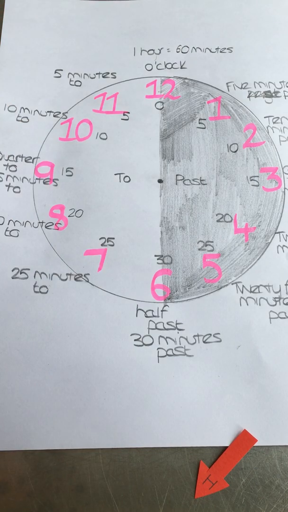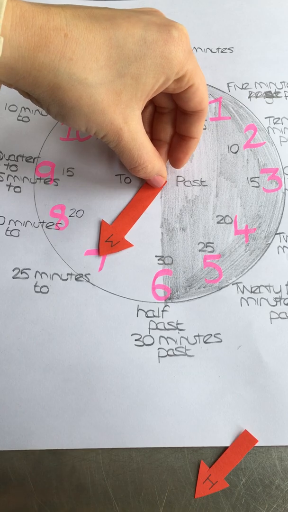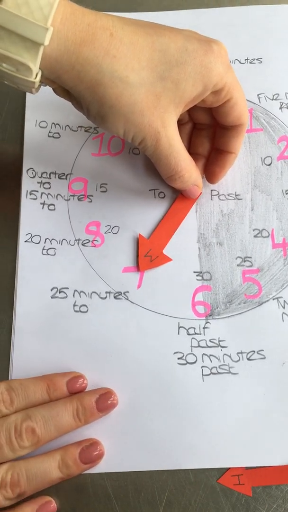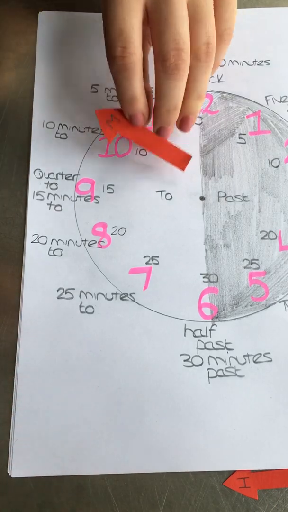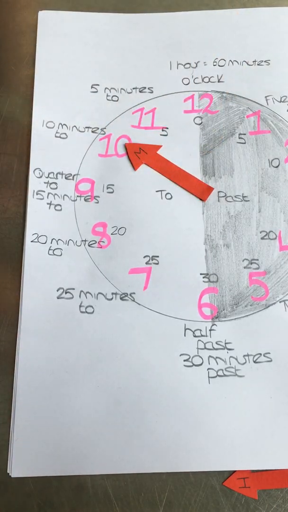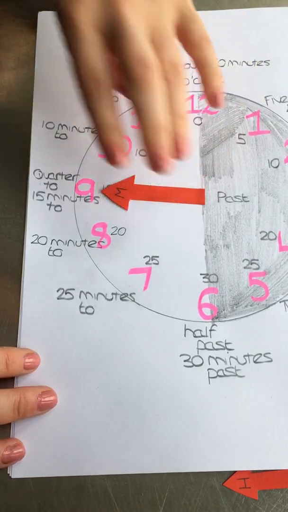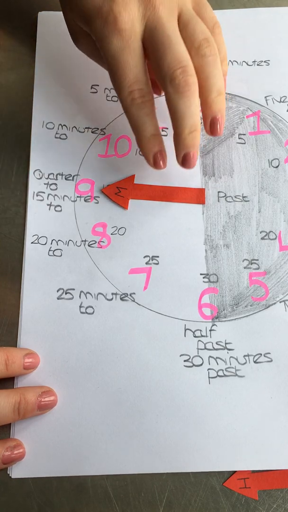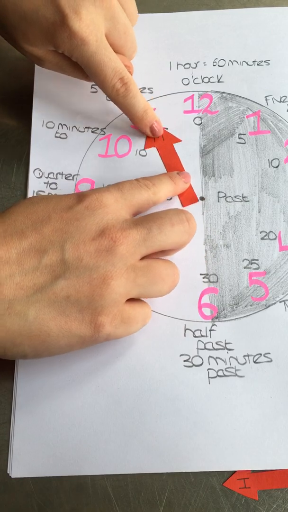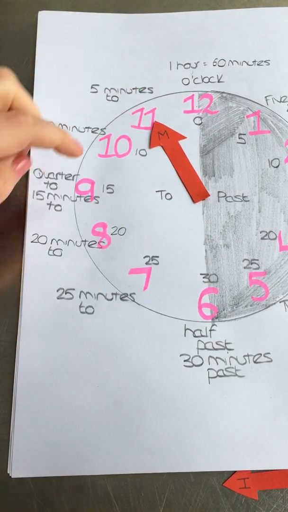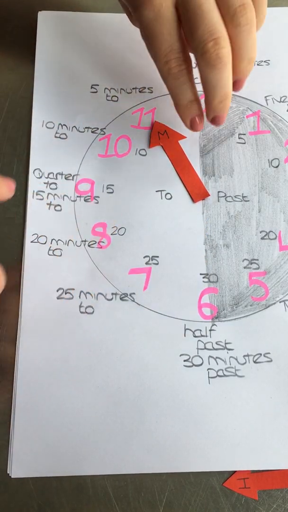So if it's 25 minutes to, it's on the 7. Let me just move that past a little bit. That's it. 25 minutes to, 10 to, it'd be on the 10. Quarter to, it would be on the 9. 20 minutes to, it would be on the 8. 5 minutes to, it would be on the 11. Are we all happy with that? So maybe have a little play with that if you're not quite sure.